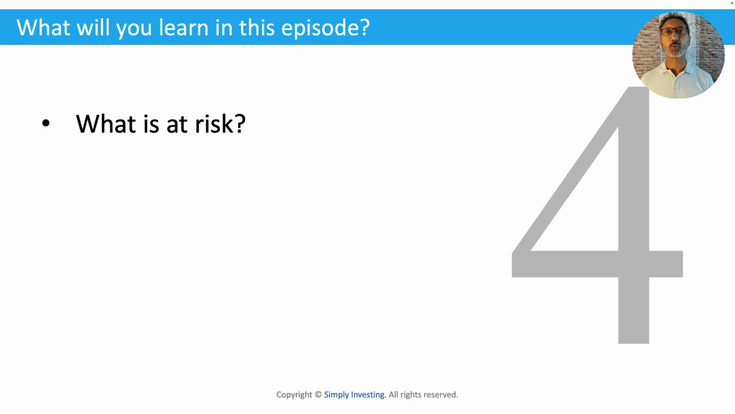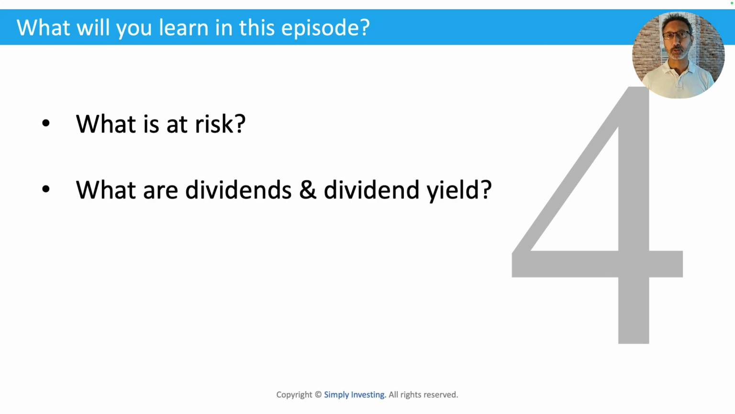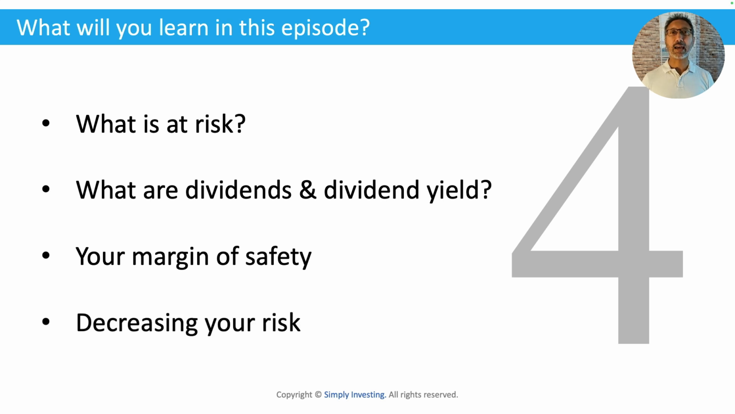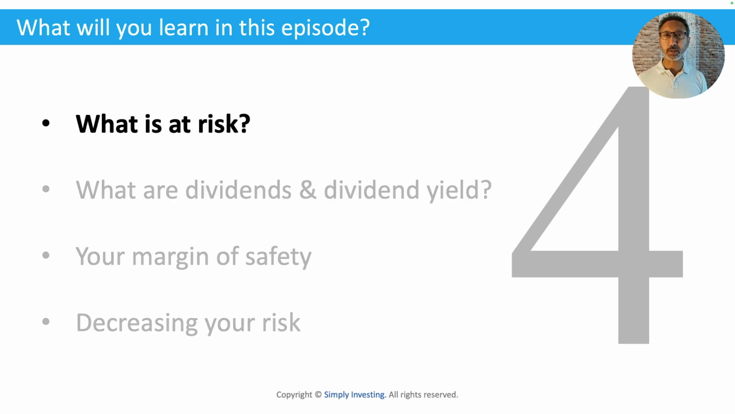In this episode, we're going to cover the following 4 topics. The first topic is, when it comes to investing, what is at risk? Topic number 2, we're going to quickly cover what are dividends and dividend yield. Topic number 3, we'll take a look at how to increase your margin of safety. And topic number 4, how to reduce your risk when it comes to investing. Let's get started with our first topic.